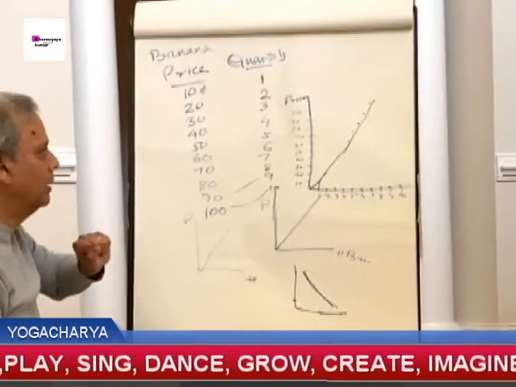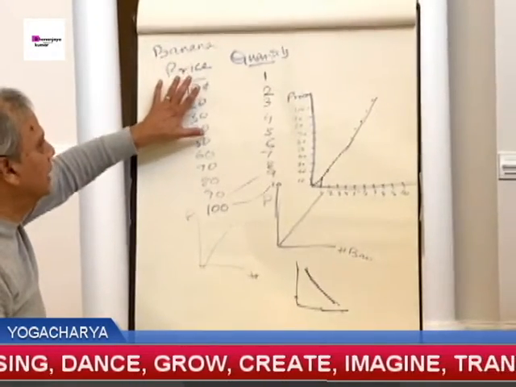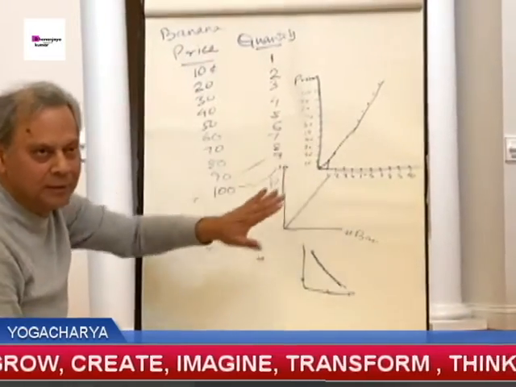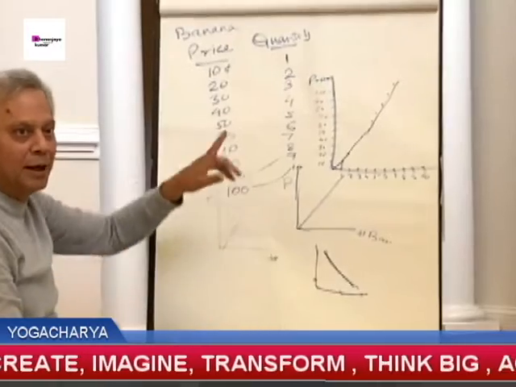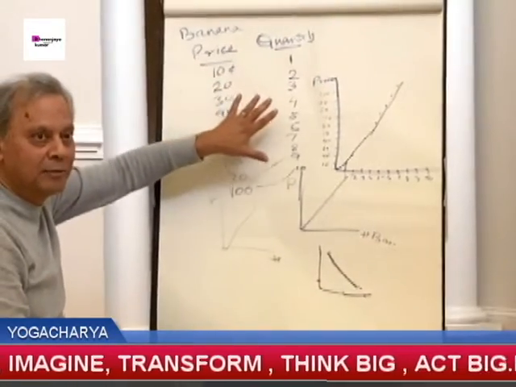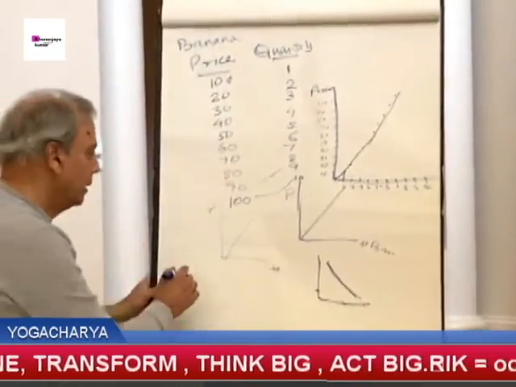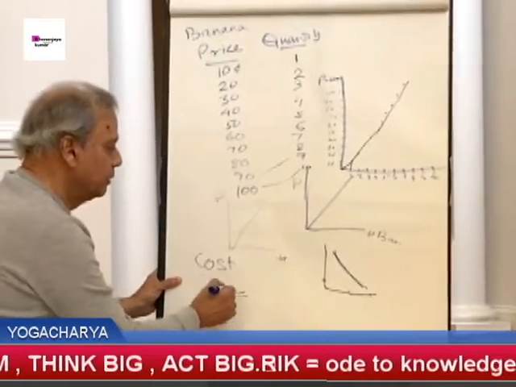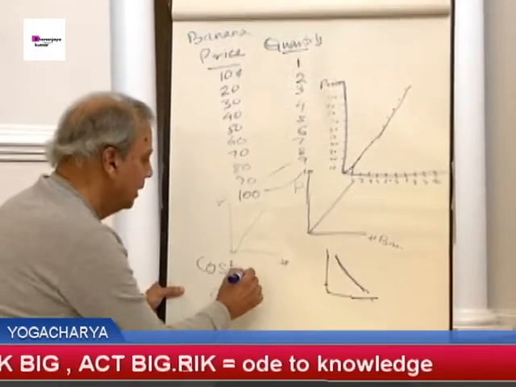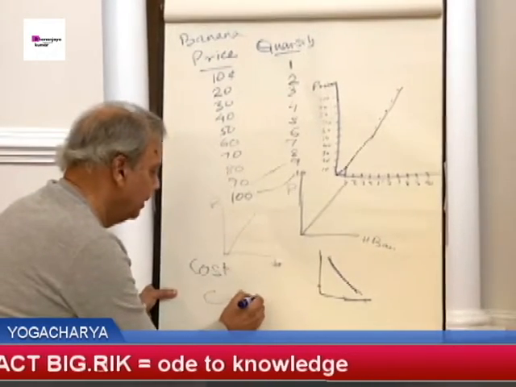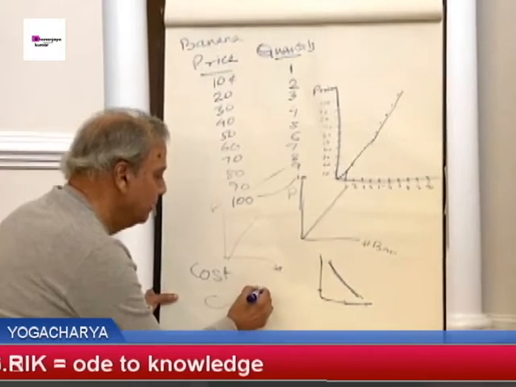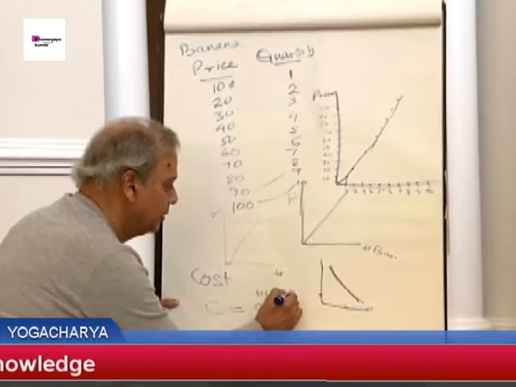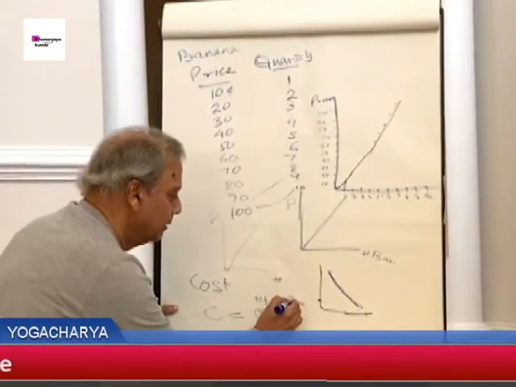So what you have done? You have changed arithmetic into geometry. Now you can change arithmetic into algebra. How? The cost of banana, C, is equal to A, which is number of bananas, times B, which is the price of one banana.